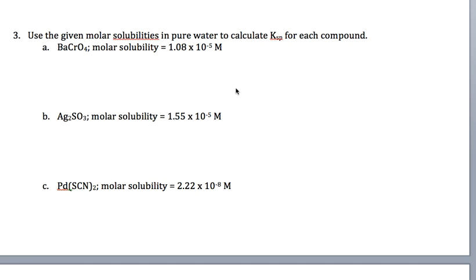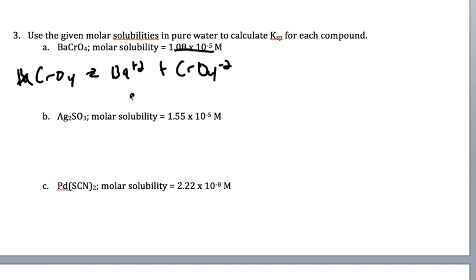So then the next, number 3, which is number 90 in your book, is doing kind of the reverse process, because now they're giving you the solubility. I would still look at how it's going to break apart and write an ice table. BaCrO4 is going to break apart into barium plus chromate. 0, 0, S, S. Didn't leave myself much space. This is S, this is S.